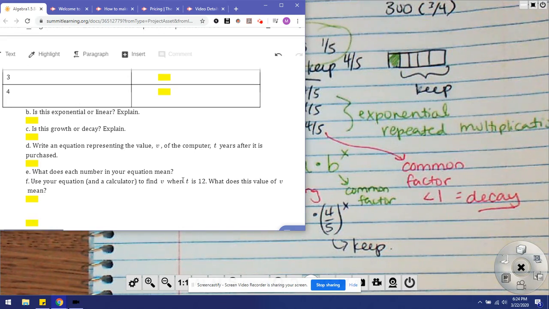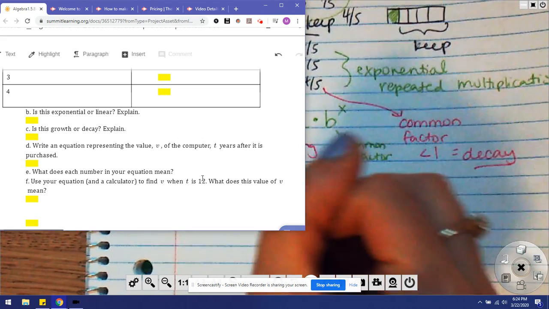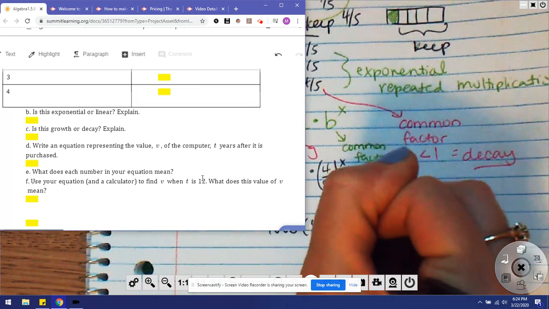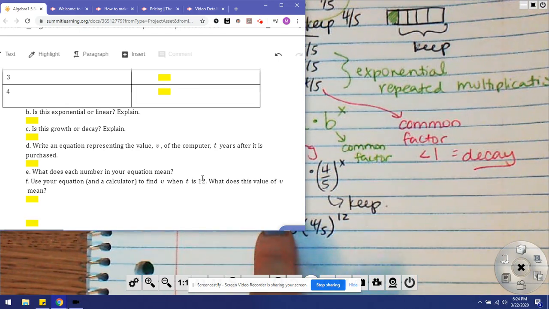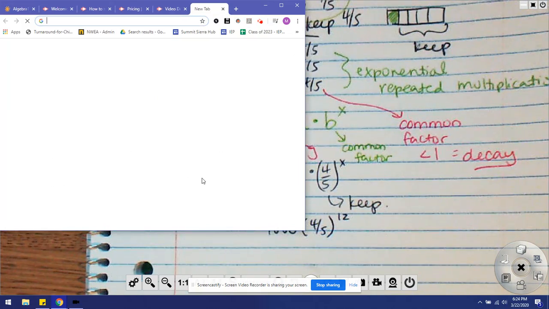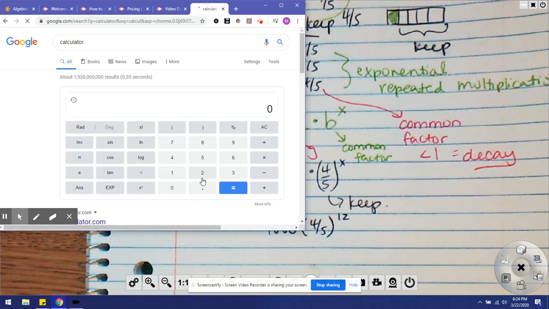To figure out what it means when t is 12, what I would have to do here now is take my equation and plug in 12 as the exponent. I would do this on a calculator on Chrome because that way I can actually do the 4/5 in parentheses first. So I would do 4/5 to the 12th power, and then I would multiply that by 1,000.